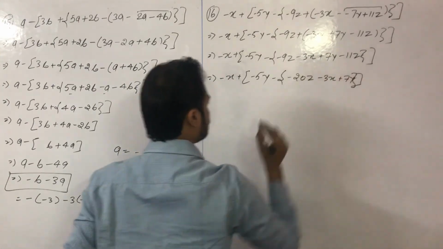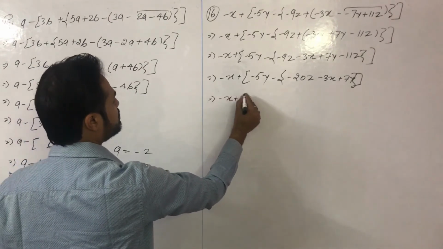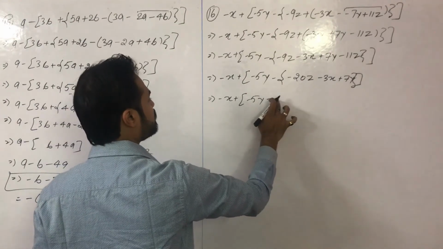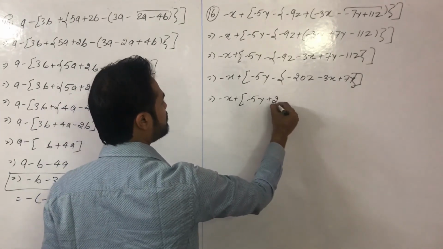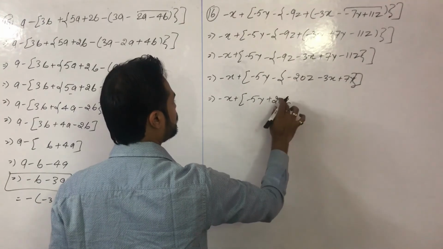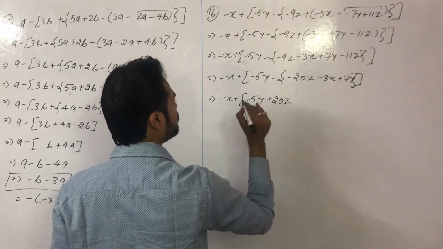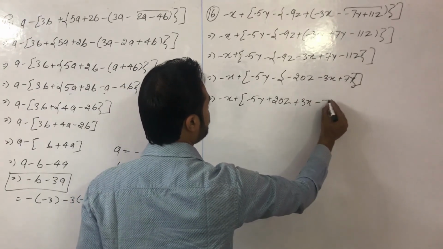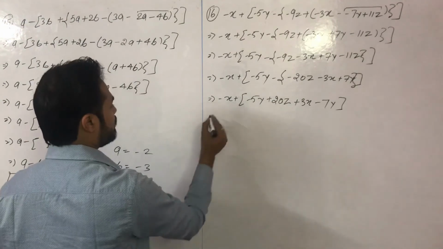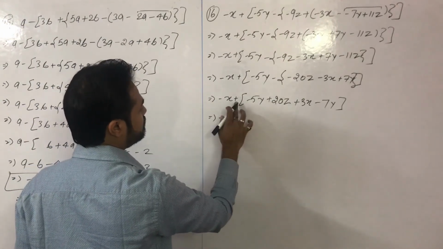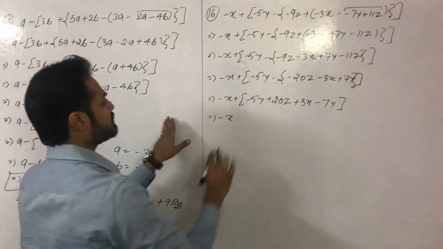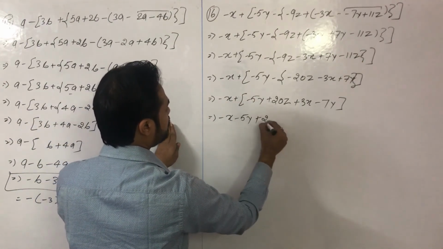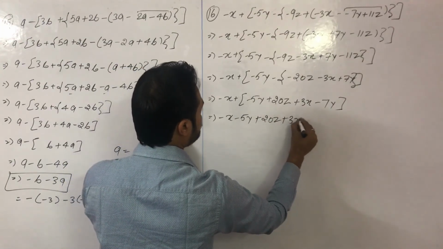Okay, one more curly bracket, minus x plus minus 5y minus, inside the bracket. So now we can remove the bracket, minus minus plus 20z, minus minus plus 3x and plus minus minus 7y. Again minus x and plus sign, positive sign before bracket, so we don't have to change the sign, minus 5y plus 20z plus 3x minus 7y.